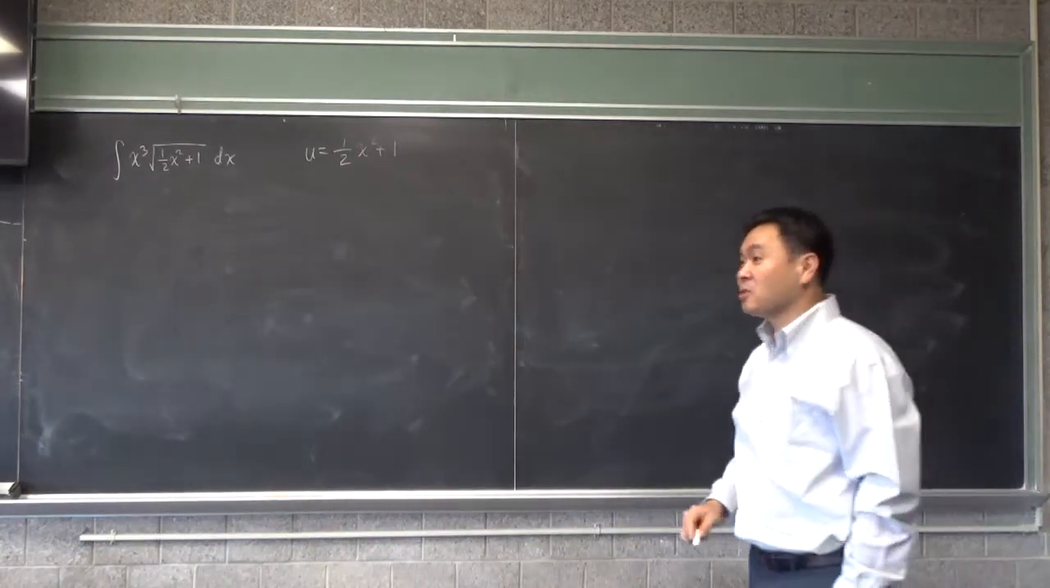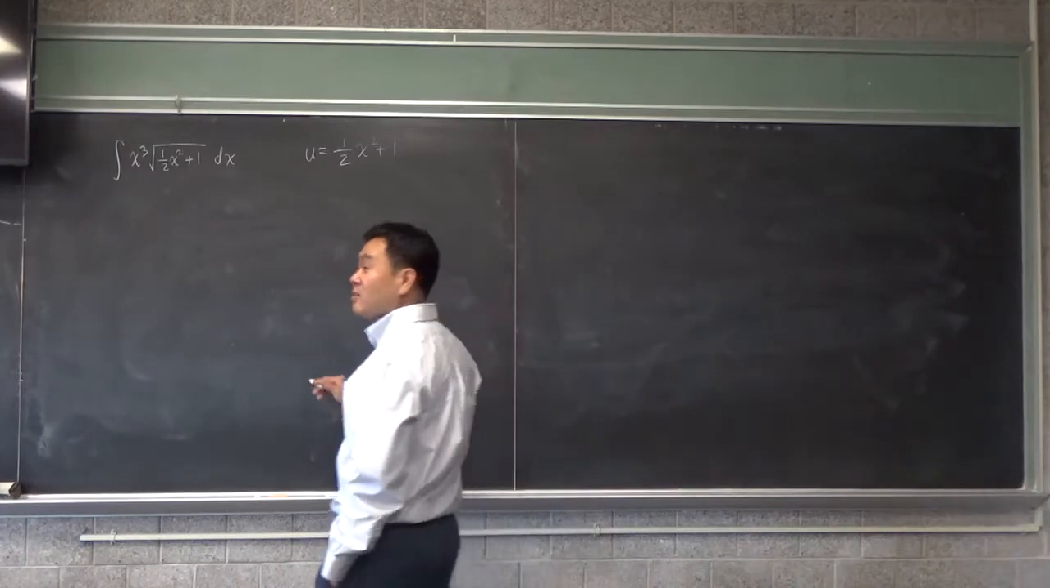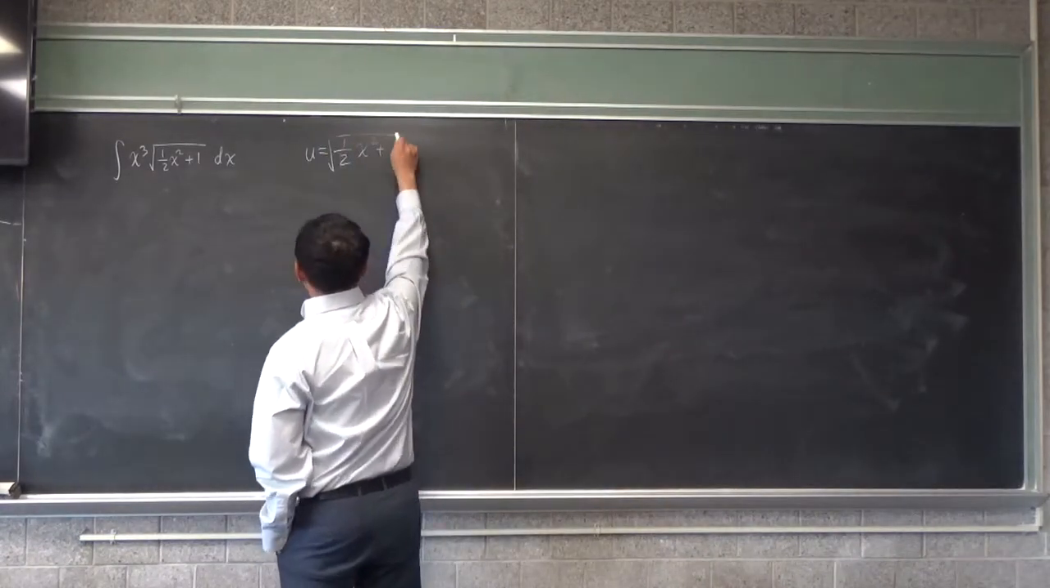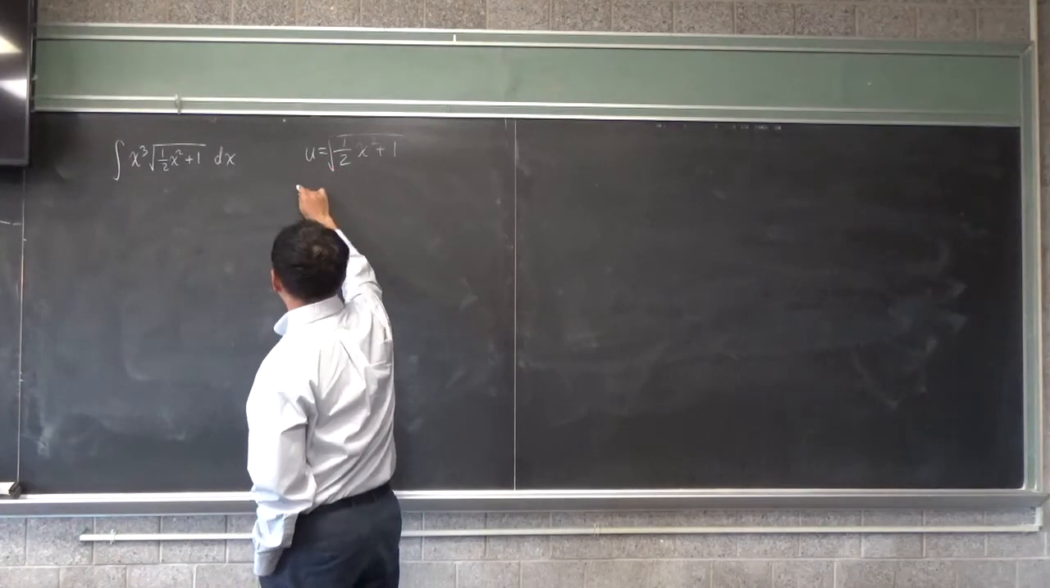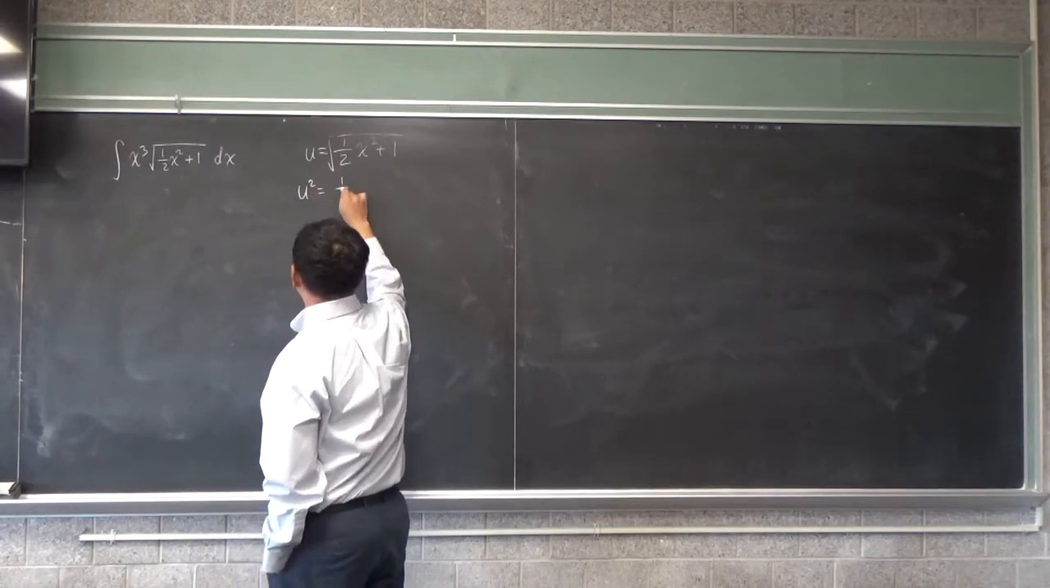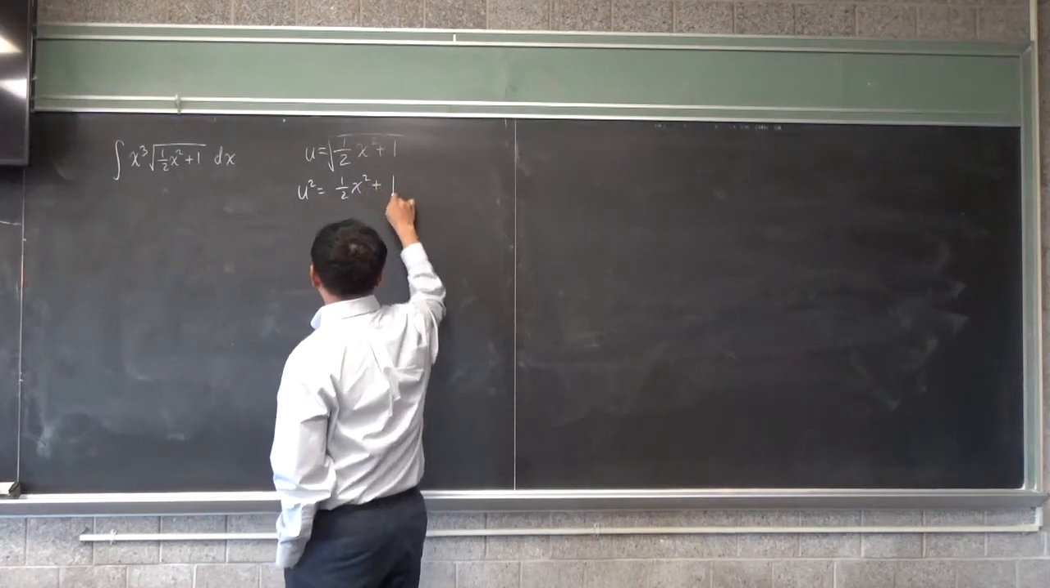What's the better choice? Yeah? It's like the whole root. You include the square root. That's better. So if we do it this way, we can square both sides to get u squared equals 1/2 x squared plus 1.